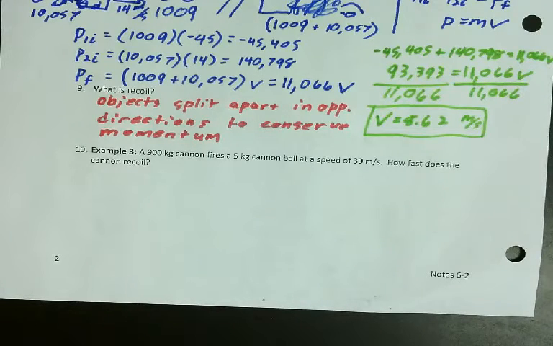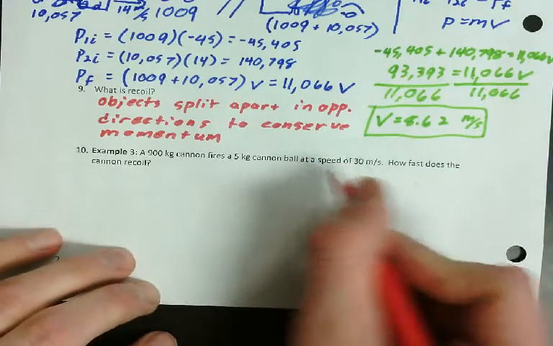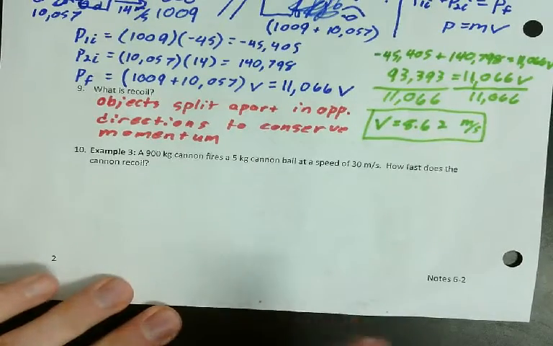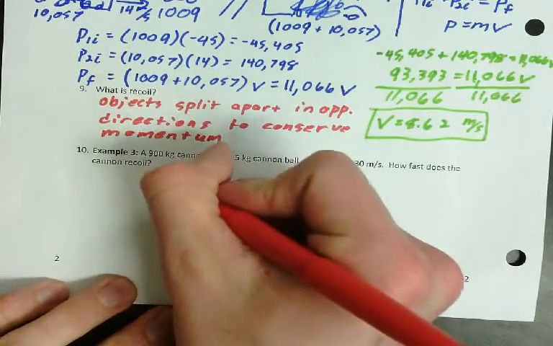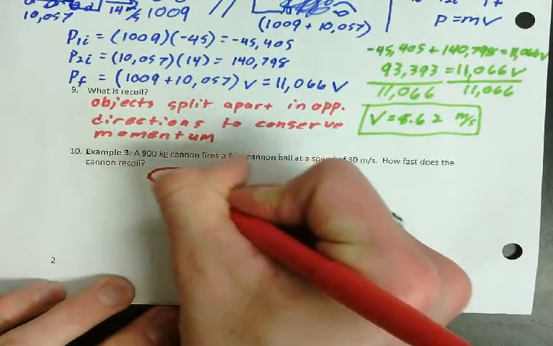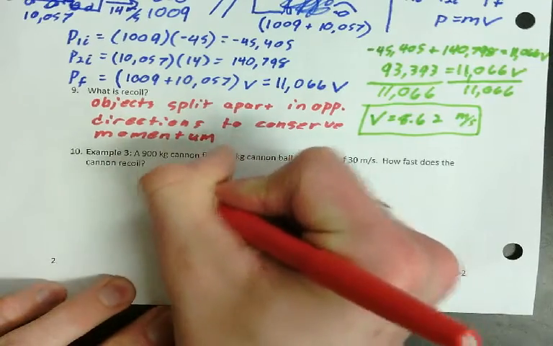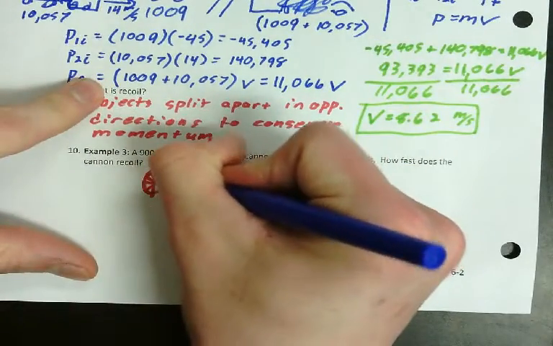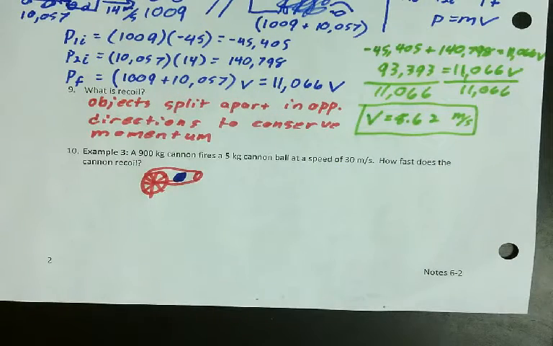So when we draw the diagram, we're going to start with them together and end with them apart. A 900 kilogram cannon fires a 5 kilogram cannonball at a speed of 30 meters per second. What you have to be careful with is that sounds like the initial, but that's not the initial. The initial is the cannon with the cannonball inside of it. That's the initial.